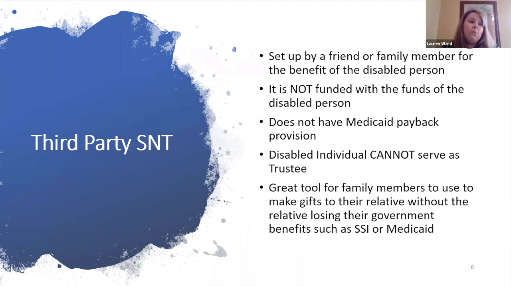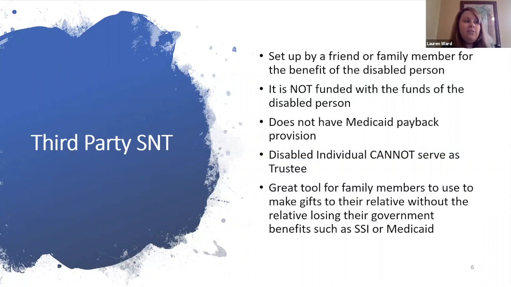So a third-party supplemental needs trust is set up by a friend or family member for the benefit of the disabled person. So it is not set up by the disabled person themselves. It is set up by somebody else. And this one's not as complex as the first-party supplemental needs trust.